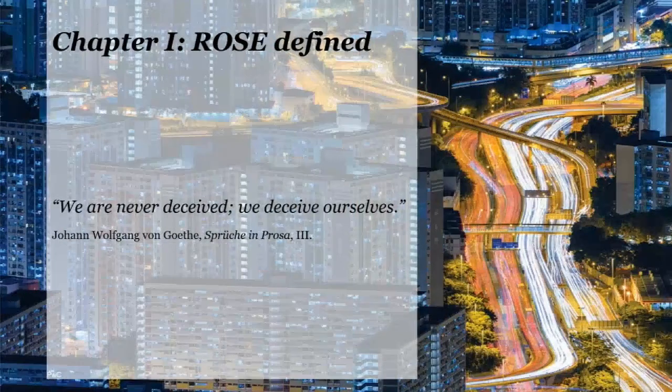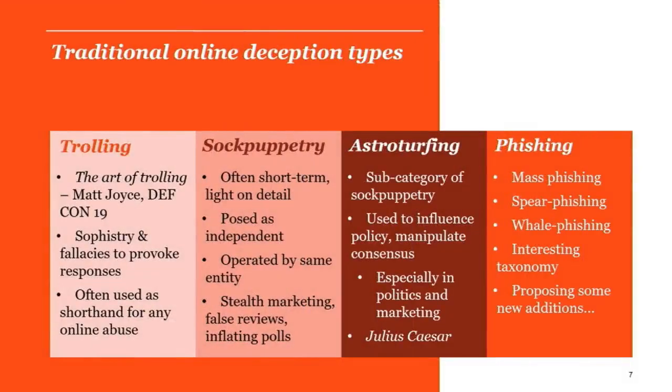Okay, so Rose defined. So it's worth looking at kind of traditional online deception types, and you'll be familiar with most of these, starting from the left. Trolling, if you're interested in trolling, Matt Joyce gave a brilliant talk on this a few years ago at DEF CON, where he talked about sophistry and various logical fallacies that are used for trolling. Moving across to sockpuppetry and astroturfing, which is the creation of kind of lightweight, short-term profiles to give weight to some position, whether it's kind of marketing or political. And then there's phishing as well, so mass phishing, spear phishing, whale phishing.